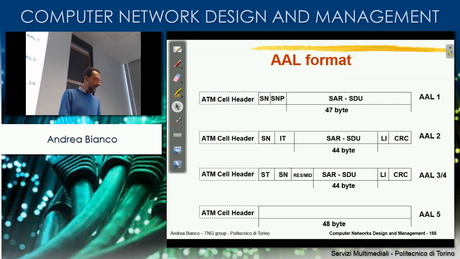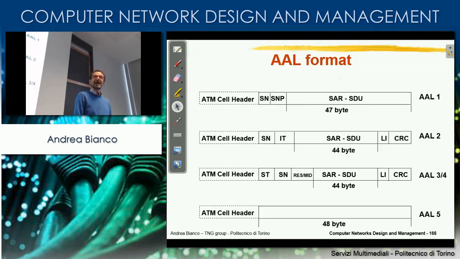CRC is to detect errors, and you see that this structure is shared also with AAL3 and 4, which is also numbering packets. This is for data traffic, so there is no synchronization, no timestamp, nothing like that. But you still want to put packets in the proper ordering. Okay, so you have a sequence numbering feature also in AAL3 and 4.